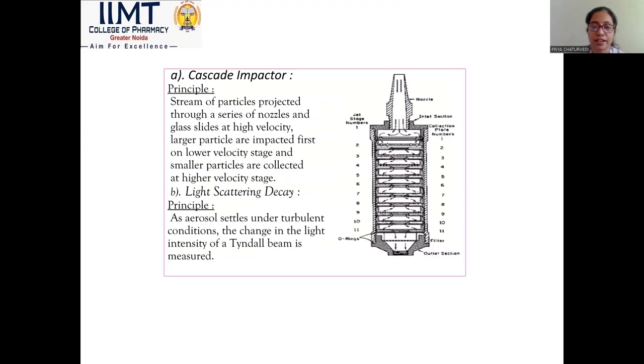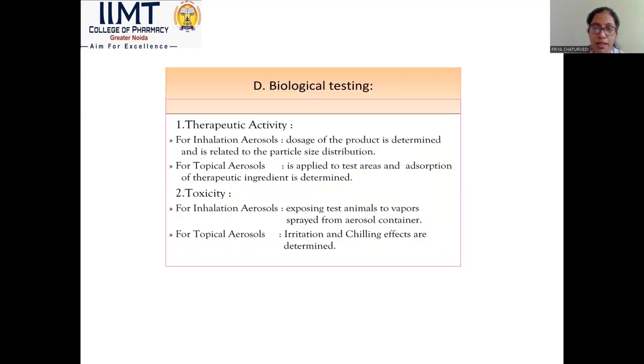And second is light scattering decay. The principle is that as the aerosol settles under turbulent conditions, the change in the light intensity of a Tyndall beam is measured. Biological testing, therapeutic activity: for inhalation aerosols, doses of the product are determined and related to the particle size distribution. For topical aerosols, it is applied to the test area and absorption of therapeutic ingredients is measured. Toxicity: for inhalation aerosols, test animals are exposed to vapor sprayed from the aerosol containers. For topical aerosols, irritation and chilling effects are determined.